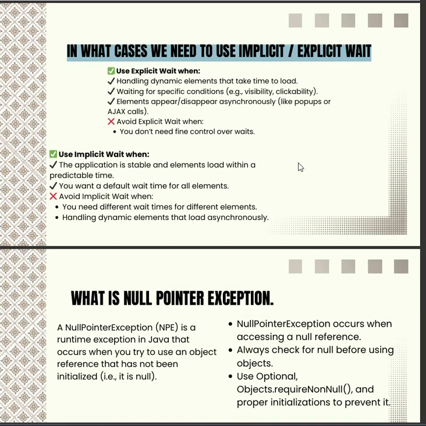So I hope you guys understand when to use explicit wait and when to use implicit wait. When we know the element's predictable time, we use the implicit wait. When the page takes a few seconds to load, that time also we use the implicit wait. But when a specific button should be clickable before clicking, or when pop-ups appear at an unknown time, or when elements load at different times on a page, in these conditions we use the explicit wait.